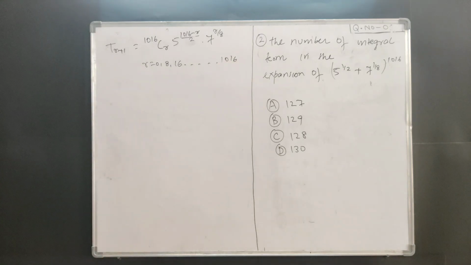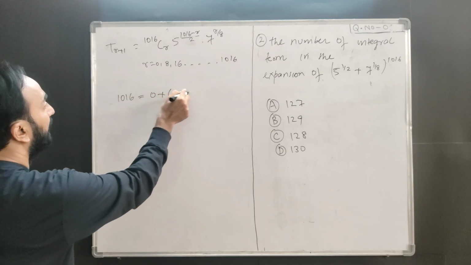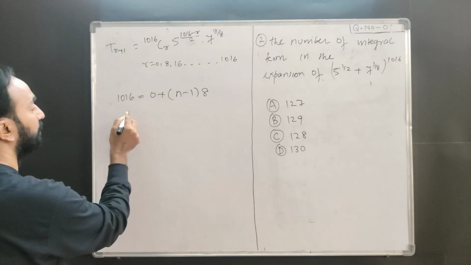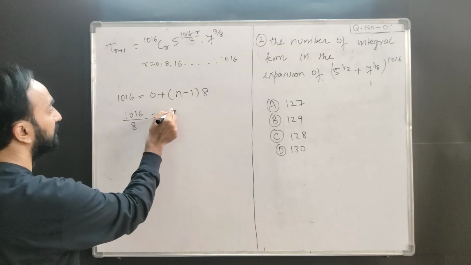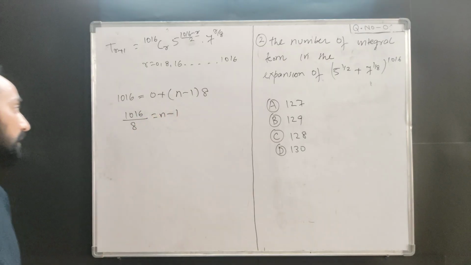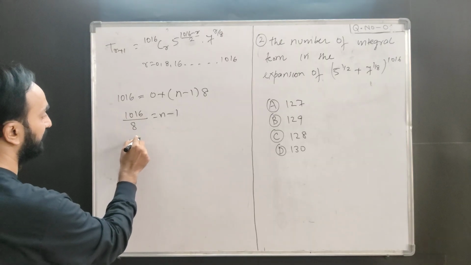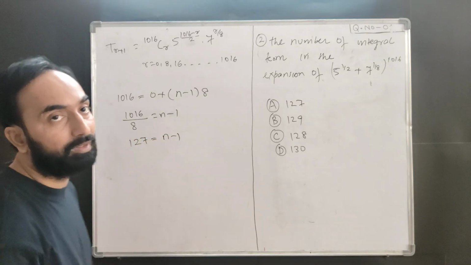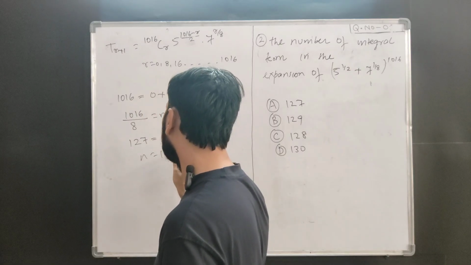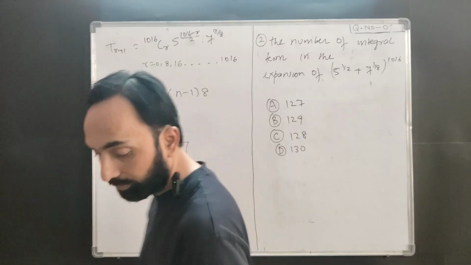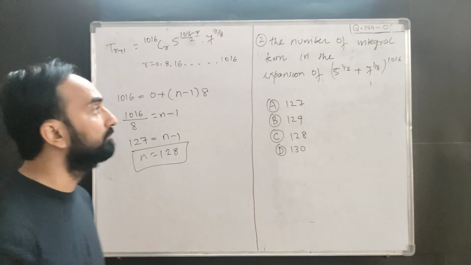The first term is 0, so using the formula for the nth term, 1016 divided by 8 is equal to n minus 1. 8 1s are 8, 8 2s are 16, 8 7s are 56, so n minus 1 is becoming 127. It means the total number of terms will become n equal to 128. So the final answer in this case is 128. This is again finding the integral term.